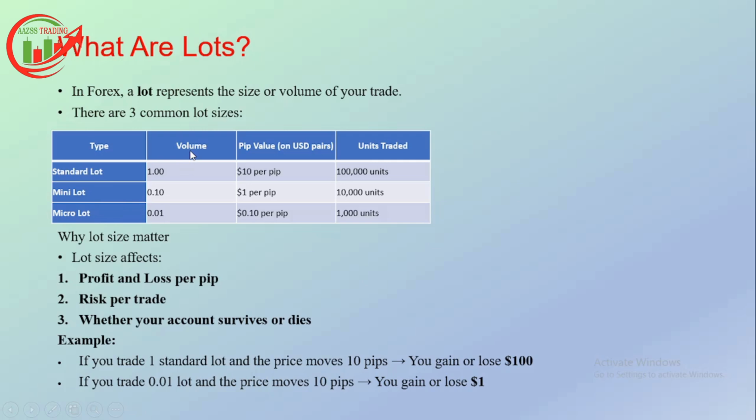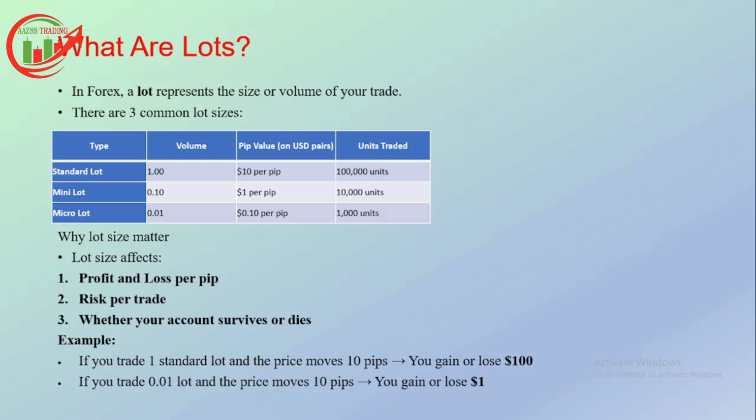So now the volume. The volume for a standard lot is 1.00, and the pip value on a USD pair is $10 per pip. Then the units traded is 100,000 units.